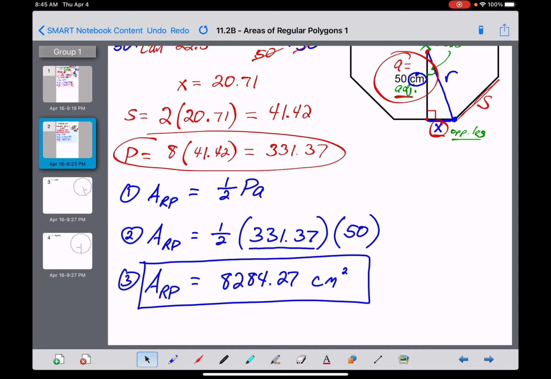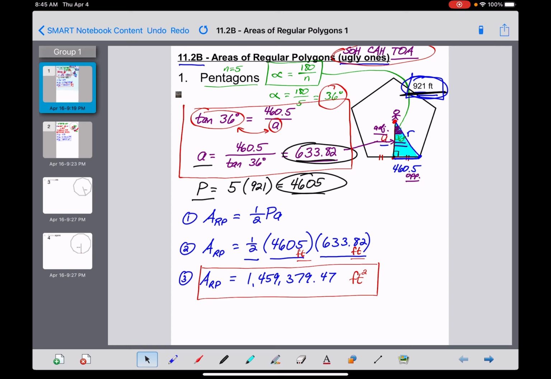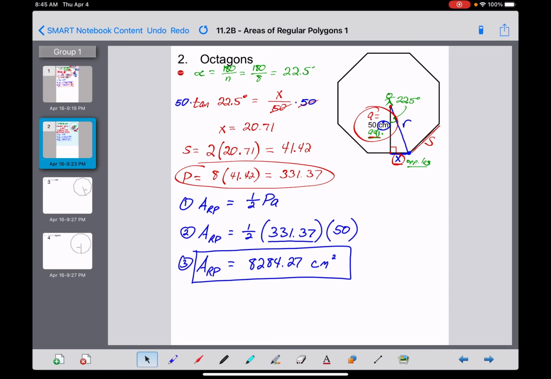All right, and that is how we would find the area of a regular octagon. So these two problems here side by side, guys, obviously are different. First one was a pentagon, second one was an octagon, but they certainly have some things in common.